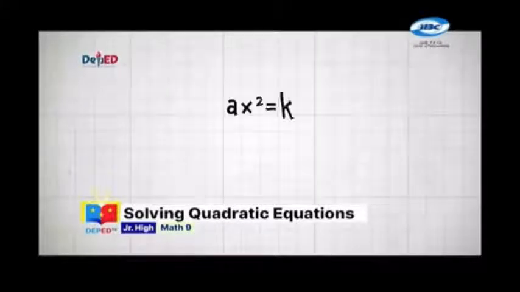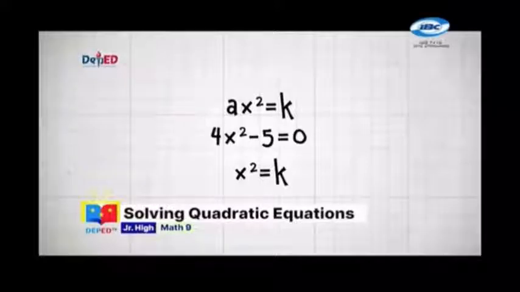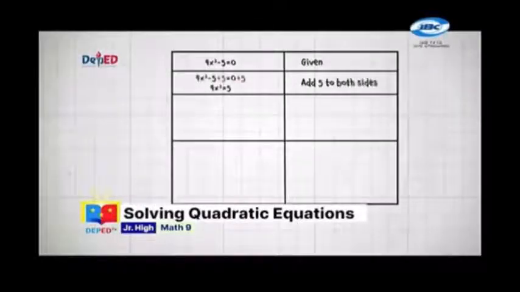The next examples are equations of the form ax squared equals k, and here is one of them. 4x squared minus 5 equals 0. We have to express this in the form x squared equals k, which means a must be equal to 1, and there should be no constant term on the left side. So, we eliminate the constant term first by adding 5 to both sides. Then we divide both sides by 4.